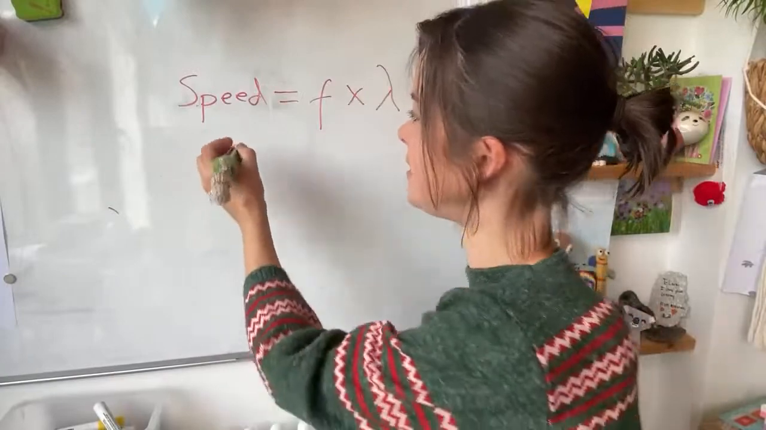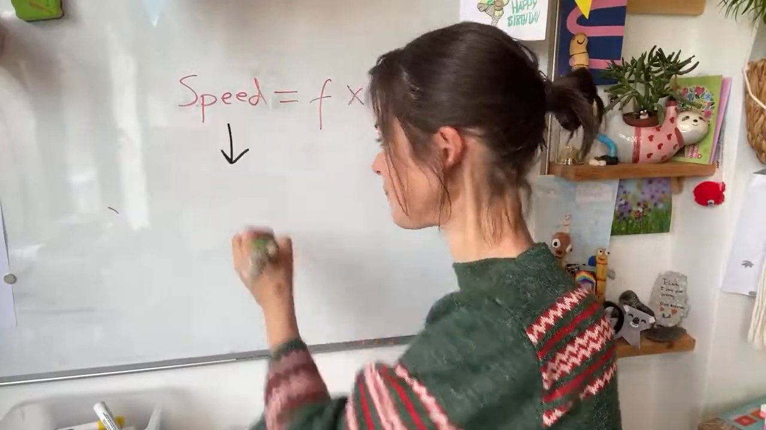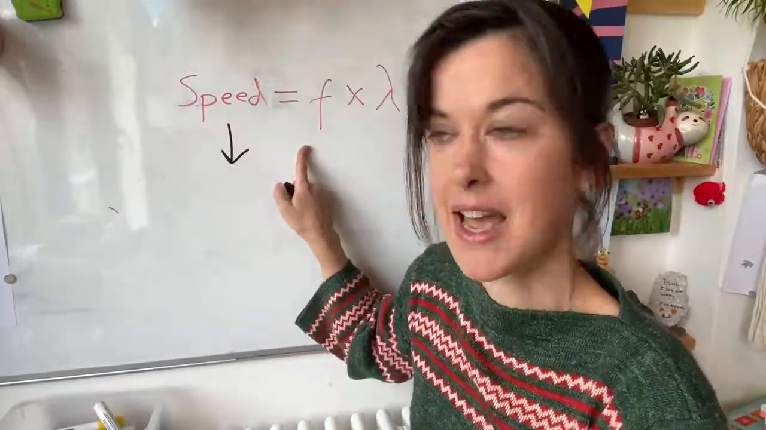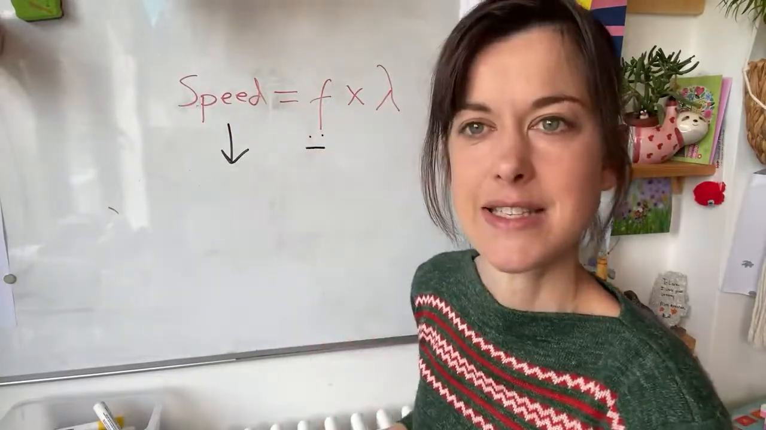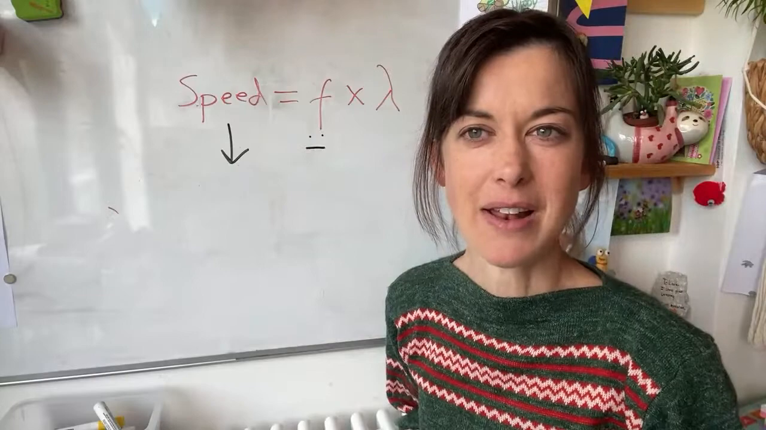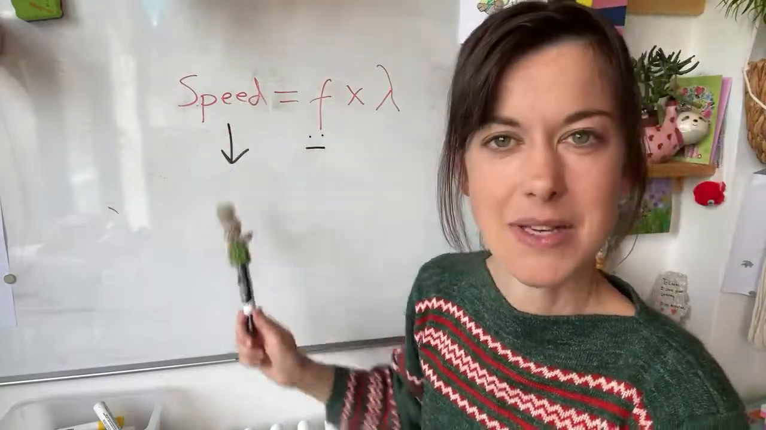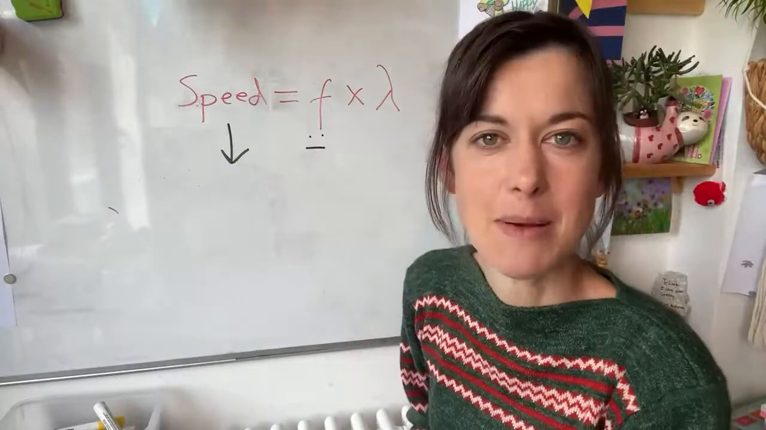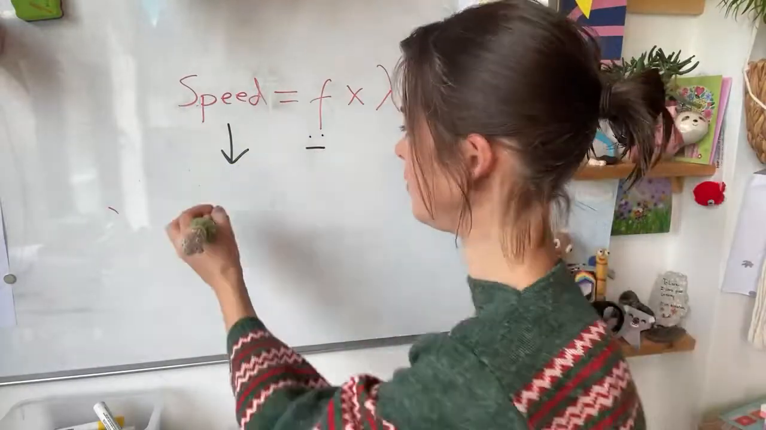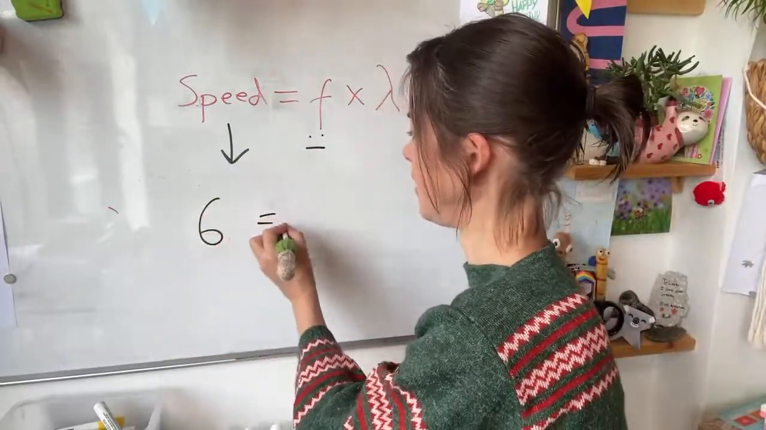So if speed is going down and frequency is staying the same, I'm just drawing a not bothered emoji for staying the same, what's going to happen to wavelength? If speed is going down, if it's slowing down, and frequency stays the same, what's happening to the wavelength? If you're struggling with this, we can put our simple little equation on the board.